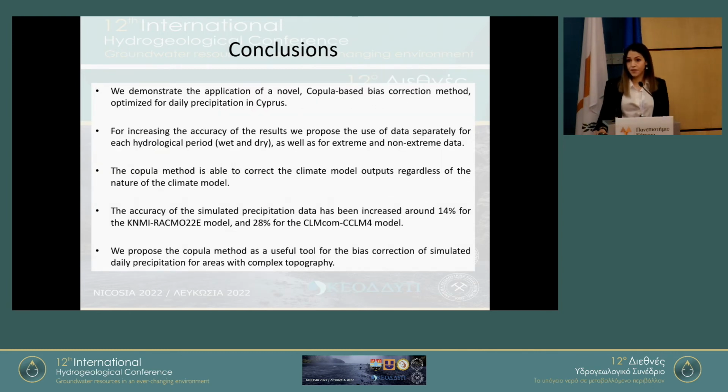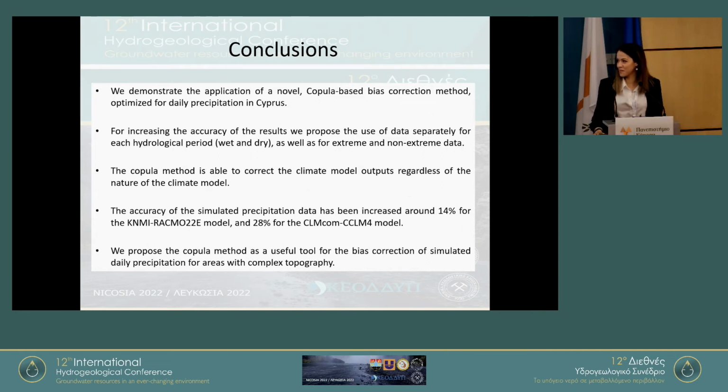To sum up, in this study, we demonstrate the application of a novel copula-based bias correction method optimized for daily precipitation in Cyprus. In order to increase the accuracy, we propose to apply this method separately for the two hydrological periods and for extreme and non-extreme data. The copula method seems to be able to correct the climate model output regardless of the nature of the precipitation and regardless of the nature of the climate model.